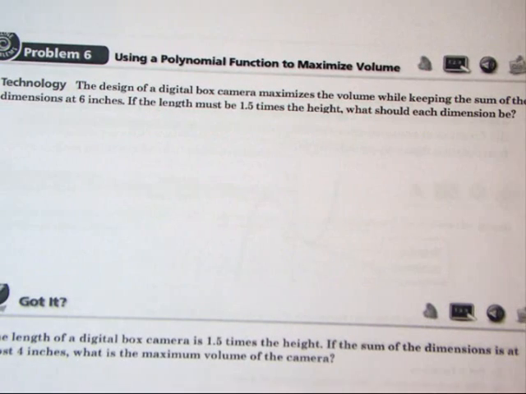We only have one more problem to do because we're going to do the rest together in class, and that is problem 6, and we want to maximize volume on problem 6. Alright, the design of a digital box camera minimizes the volume while keeping the sum of the dimensions at 6. If the length must be 1.5 times the height, what should each dimension be?